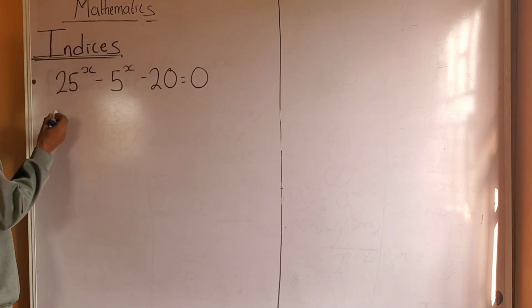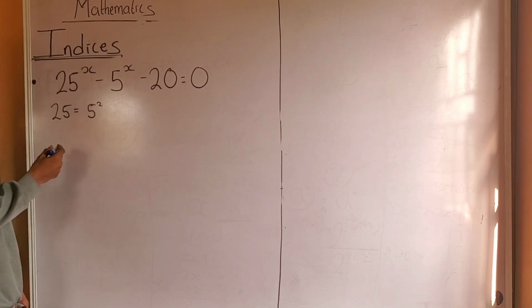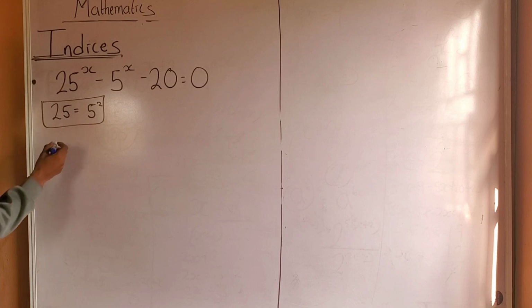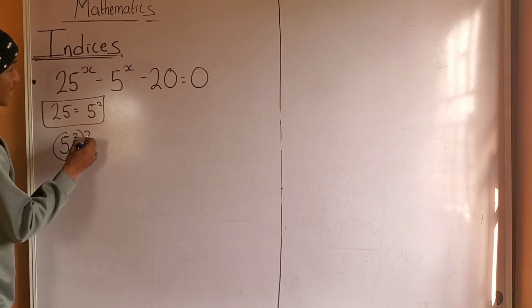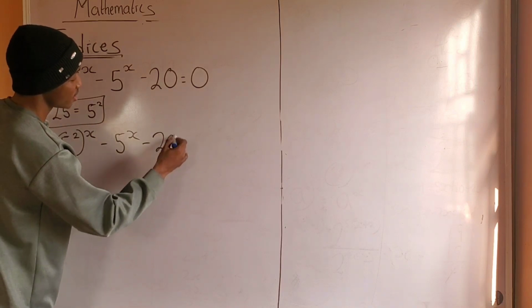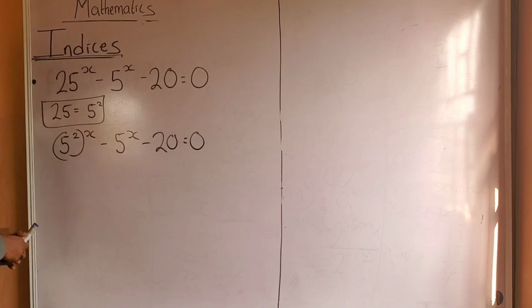Do you know that 25 can be written as 5 raised to the power of 2, right? So I'm going to replace 25 with 5 raised to the power of 2 here. So I'm going to have 5 raised to the power of 2, raised to the power of x, minus 5 raised to the power of x minus 20 equals 0. Are you getting it? Okay, now listen.